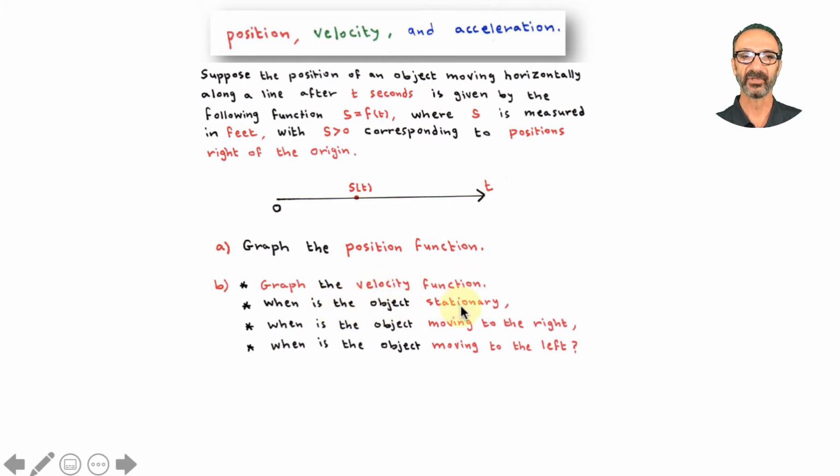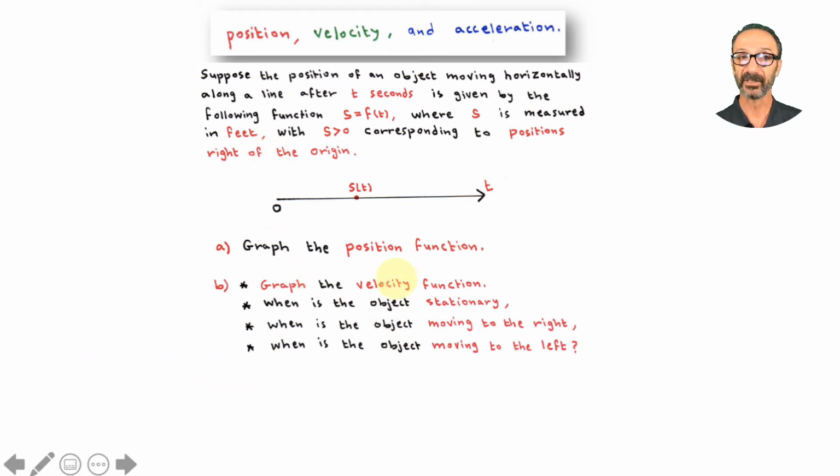When is the object stationary, not moving, staying still? When is the object moving to the right? When is the object moving to the left? I noticed that I'm missing part C, but part C is the velocity at 1, I believe. It's not really something big, but we're going to see the answers.